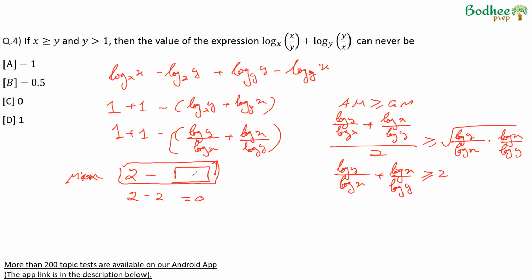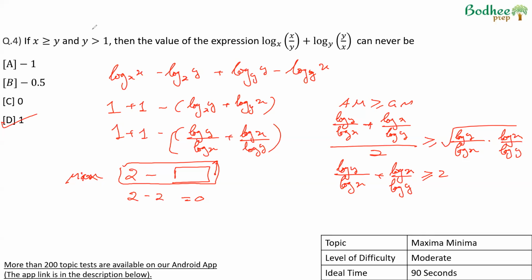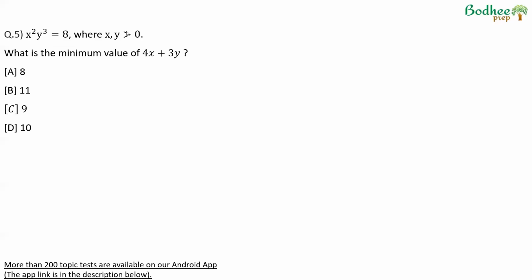1 is not possible because this term cannot be 1. It has to be greater than or equal to 2. So this expression cannot take the value of 1. That becomes my answer. Again, the concept is not very difficult, and the inverse terms are visible, which is very common in CAT also nowadays. So I think about 90 seconds to solve, moderate level of difficulty.